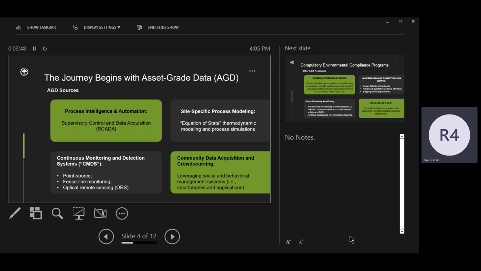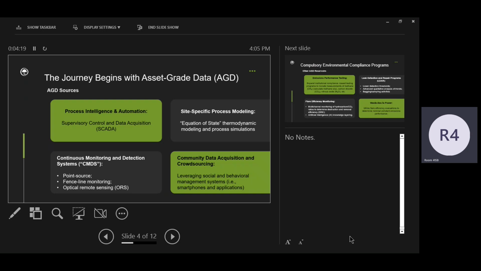So the way we kind of look at it is the journey begins with asset grade data. And what is asset grade data? I mean, that's going to be different types of process intelligence and automation from your SCADA system. It's going to be site-specific process modeling, equation of state type models, ProMax, HYSYS, BMG SIM, continuous monitoring and detection systems, and I kind of bucket these all together: point source, fence line, optical, remote sensing.